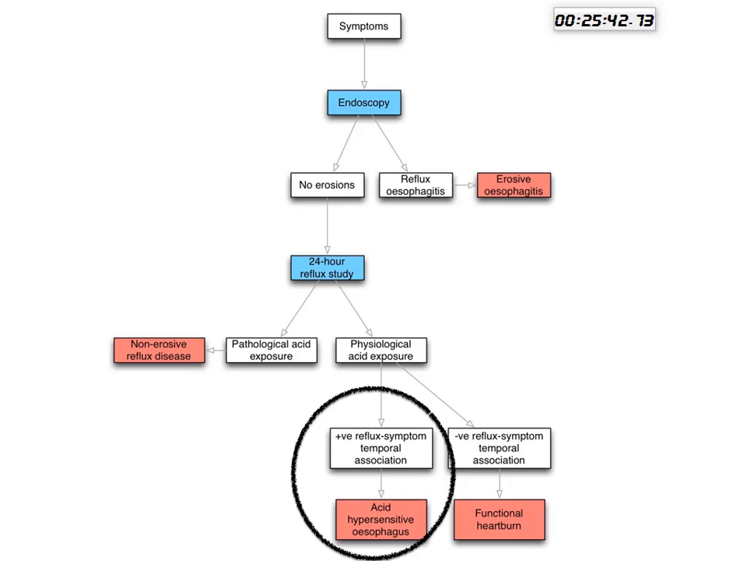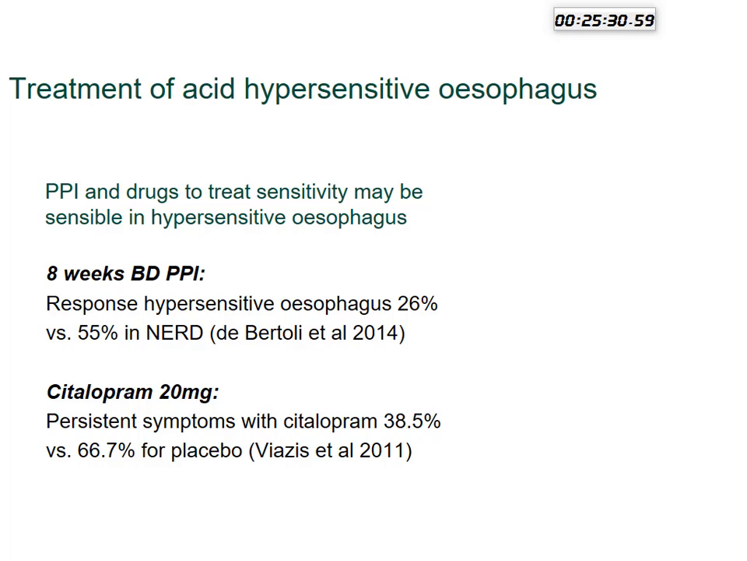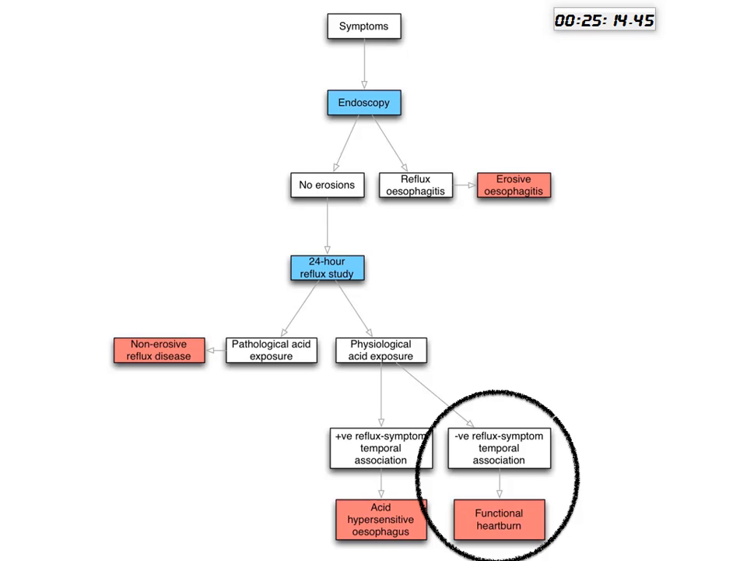And as a very quick measure, if you have physiological acid exposure, so you don't have too much acid, but you have a positive association between symptoms and reflux, it means that you are sensitive to acid reflux. And that tends to be treated by reducing acid as best you can, so people tend to give high-dose PPI, but also reducing the sensitivity of the esophageal afferent nerves, and there is evidence that medications such as citalopram can help with that.